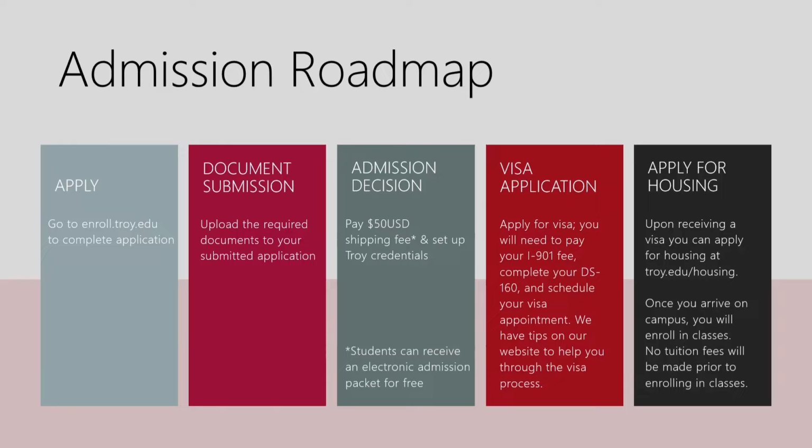Once you've received your I-20 and your electronic admission packet, you can go ahead and print everything out and apply for a visa. We offer visa assistance through our YouTube videos, and you can email your recruiter for more tips for help. Once you've received your visa, you can go ahead and apply for housing. And once you've received housing, you can go ahead and start your travel plans. And we look forward to seeing you.